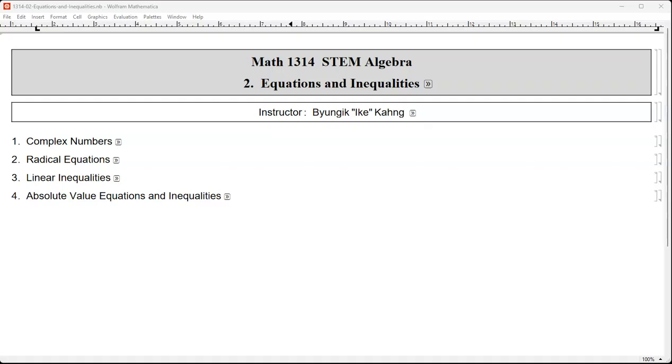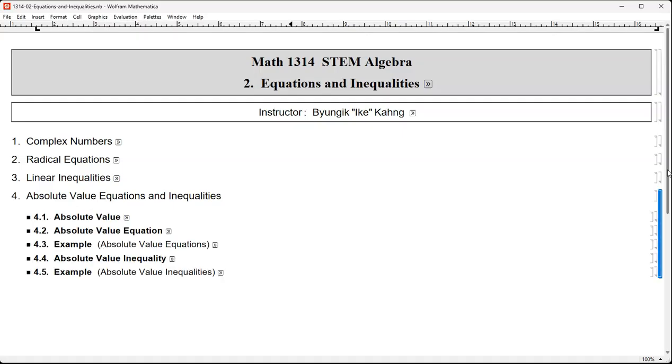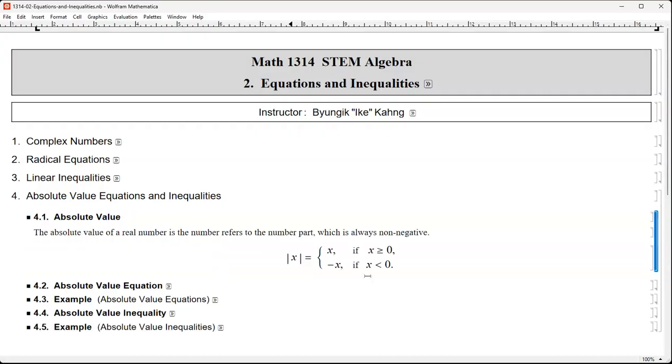Absolute value equations and inequalities. This may become important in calculus too, but otherwise, I don't know. So I'll tread lightly here. Everybody knows what an absolute value is.